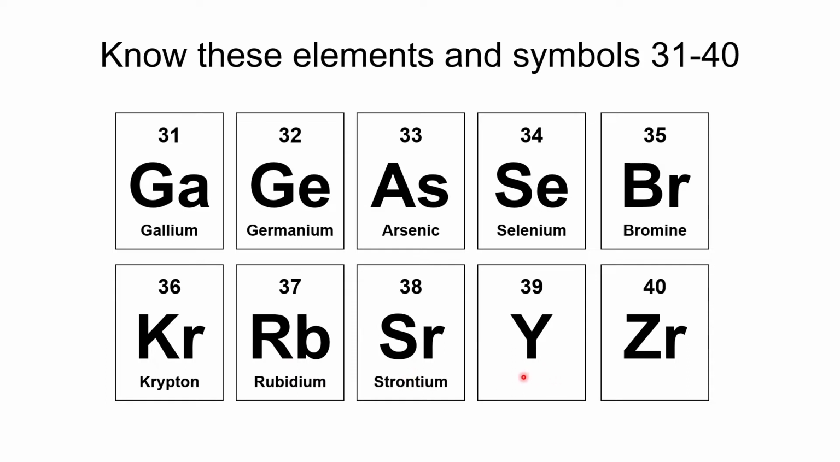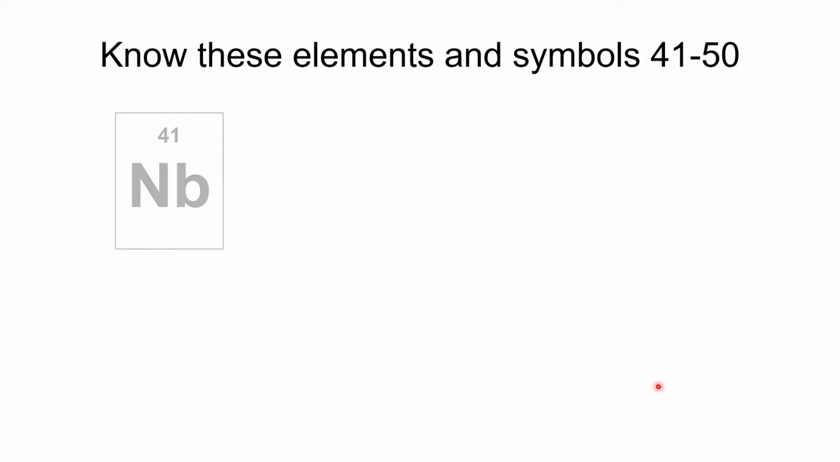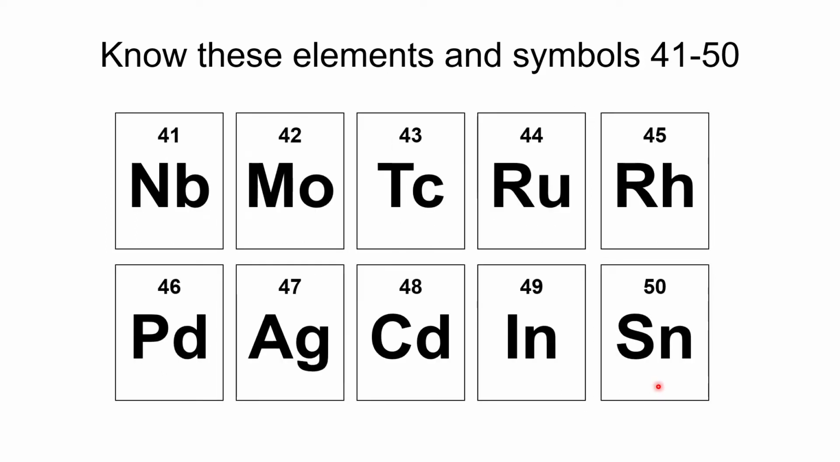Y is the element yttrium. So that one is kind of a cool one. Zr is zirconium. You probably have heard of cubic zirconium as a fake diamond, costume jewelry diamond. So, all right, on these next ones, I bet you know a couple of these, but you may not know all of them. Nb is niobium, named after the Greek mythological figure Niobe.